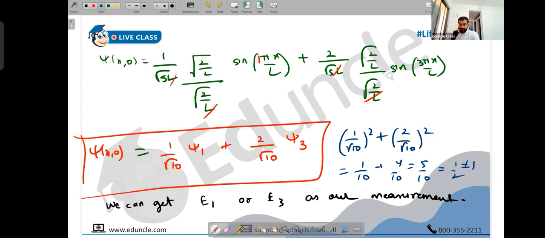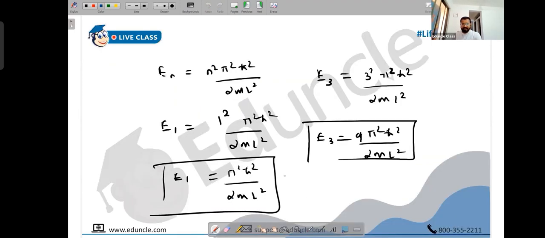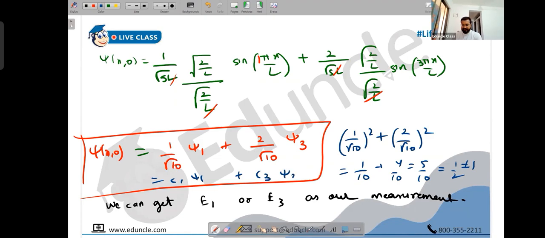Since it is not normalized, we can also write the direct formula from the morning. The numerator is just C1 squared, and the denominator, because it's not normalized, will be C1 squared plus C2 squared, and it goes on. But I know you have only two wave functions, so you can write C1 squared plus C3 squared. This is the linear combination of eigenvectors C1 psi 1 and C3 psi 3. There is no C2, there is no C5.